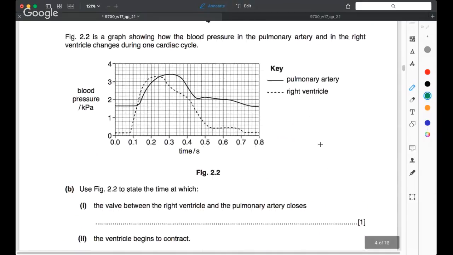This one's a bit harder. The pulmonary artery.